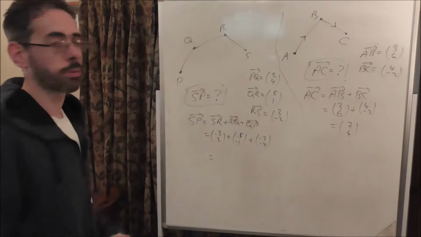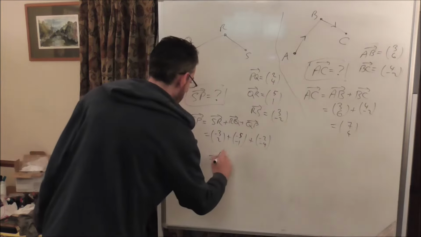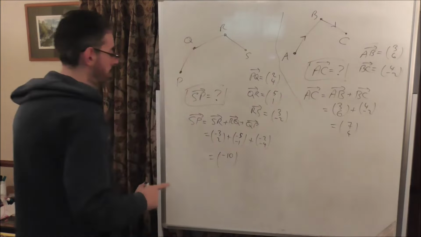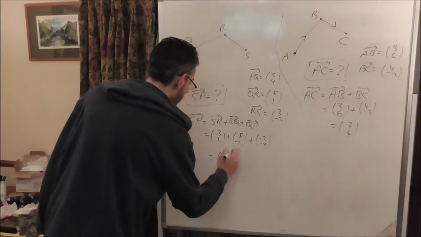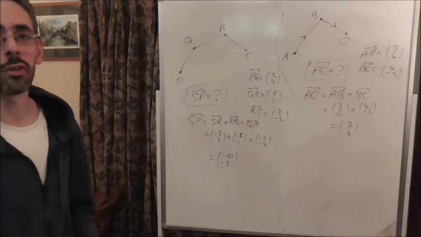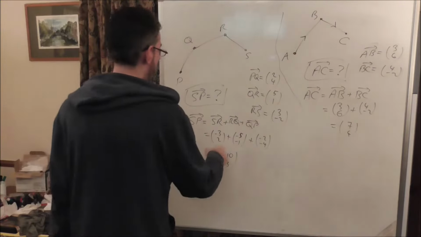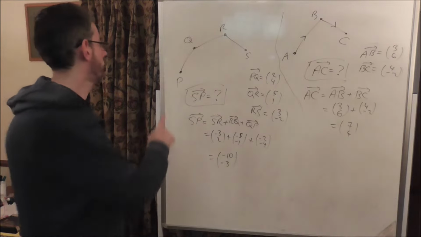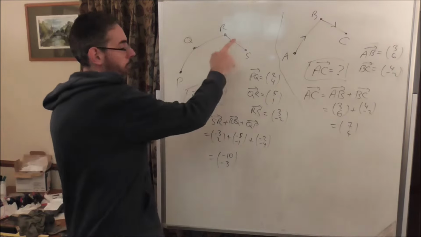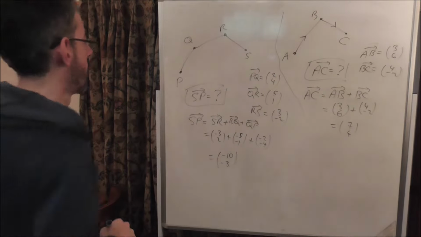And adding them up gives you minus 3 plus minus 5 plus minus 2 is minus 10, is the horizontal number. And 2 plus minus 1 plus minus 4 is minus 3. So that tells us the overall journey from S to P is minus 10, minus 3. 10 left, 3 down overall. The other way I guess you could do this question is you could work out P to S first, and then to get S to P, just change the signs.